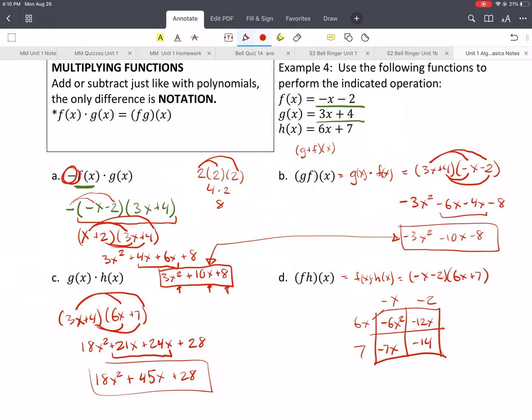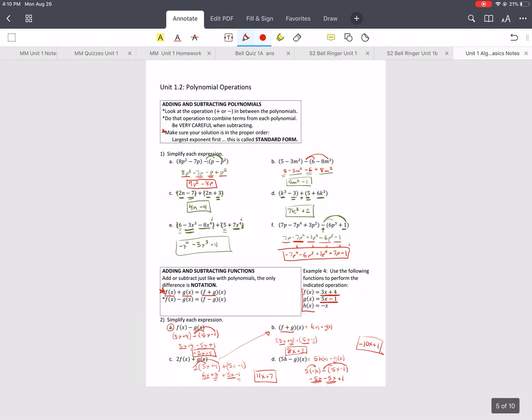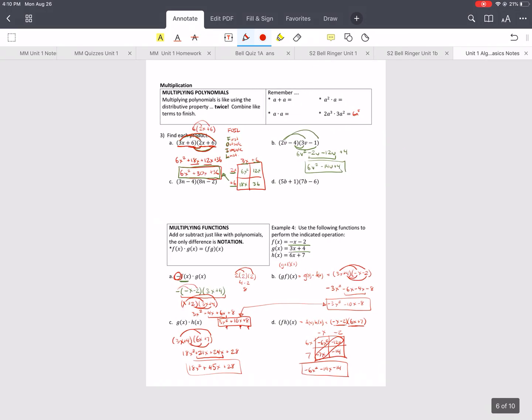Okay? And when you set it up like this, and if your polynomials are in standard form, the things that you combine will always be diagonals. So here we have a negative 6x squared, and then we combine the negative 7x and the negative 12x gives us a negative 19x, and then minus 14. Okay? All right, so that is everything we went over, adding, subtracting, and multiplying polynomials.